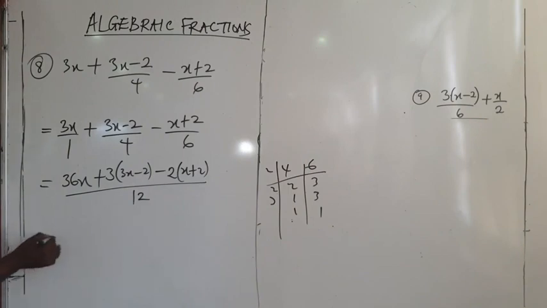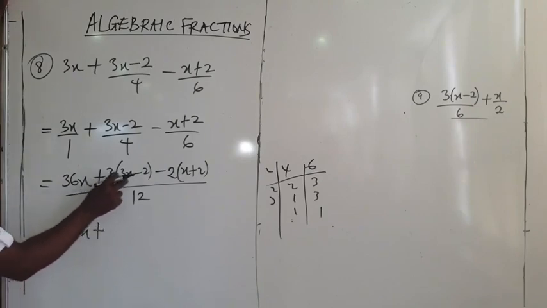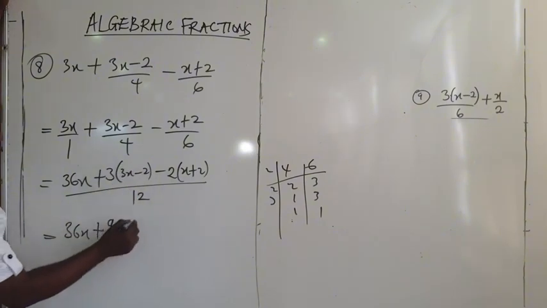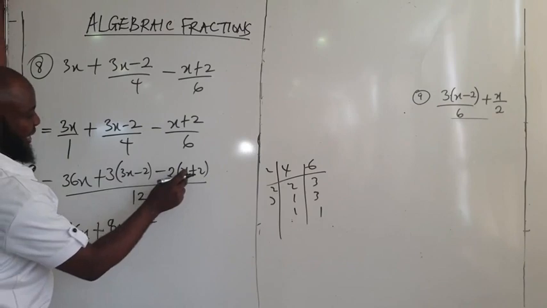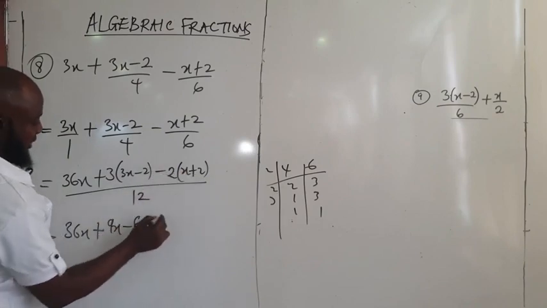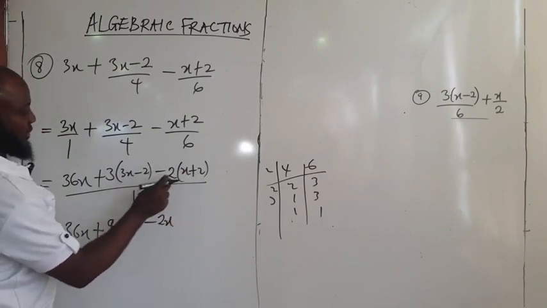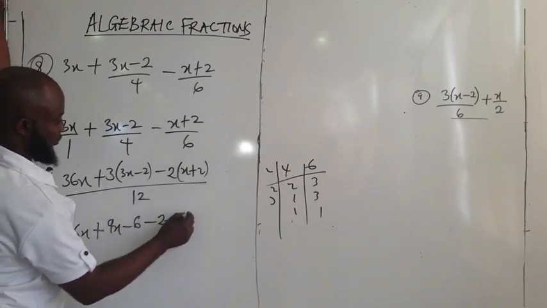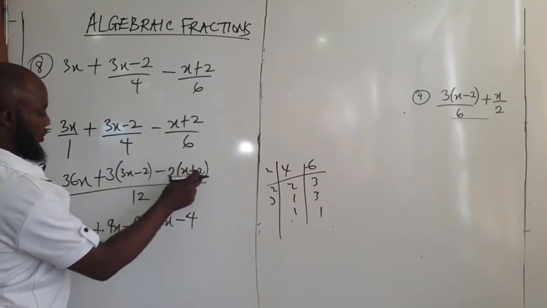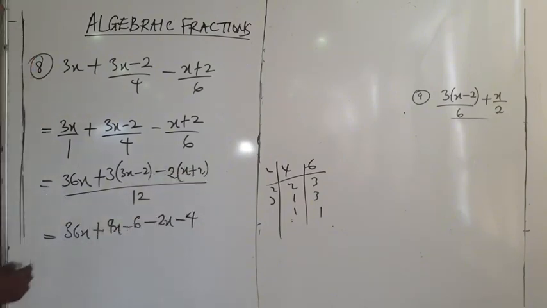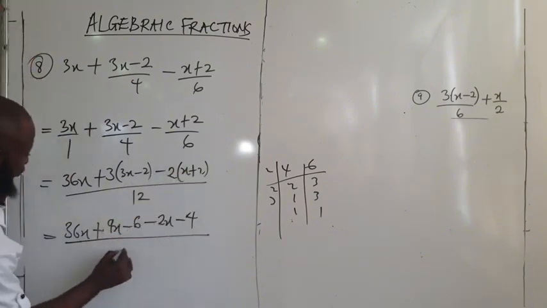So the next is open the brackets. So that is 36x plus 3 times 3x, 9x. 3 times minus 2, minus 6. Minus times x, minus 2 times x, minus 2x. Minus 2 times plus 2, that's going to be minus 4. Minus times plus is minus, 2 times 2 is what? 4. So divided by 12.